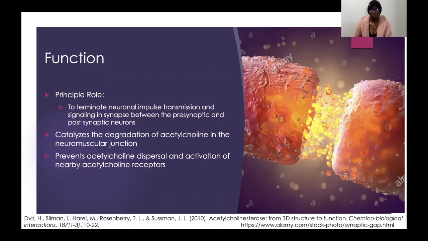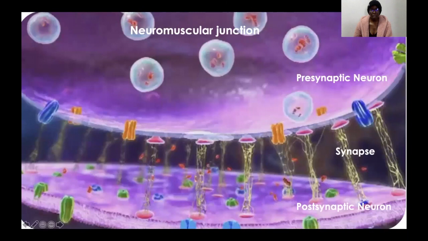nearby acetylcholine receptors. So here we have just a small depiction of our neuromuscular junction with our presynaptic neuron here on the top, our postsynaptic neuron here on the bottom, and the synapse here, which is the space between the two neurons. So typically when an action potential is generated, we have an influx of calcium up into the presynaptic neuron, causing the formation of acetylcholine, which gets trapped in these vesicles here.